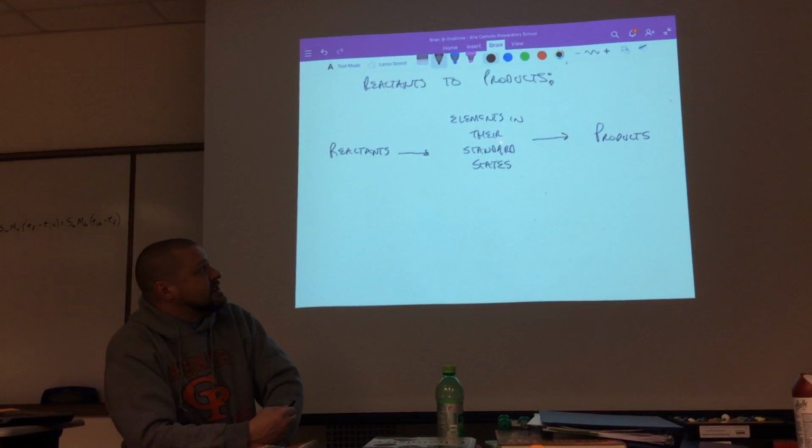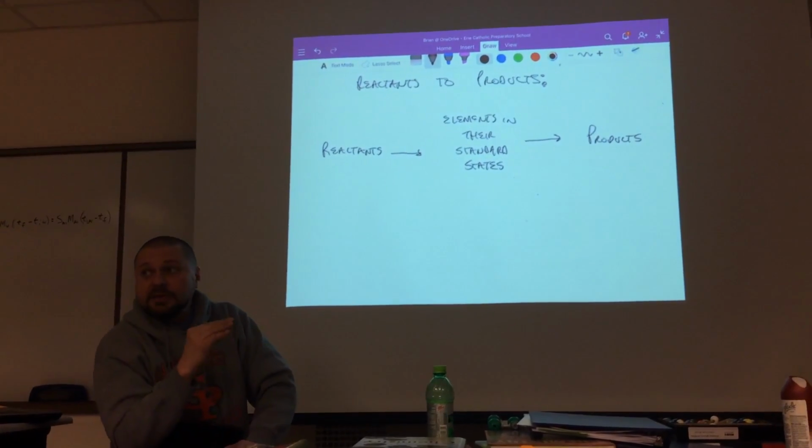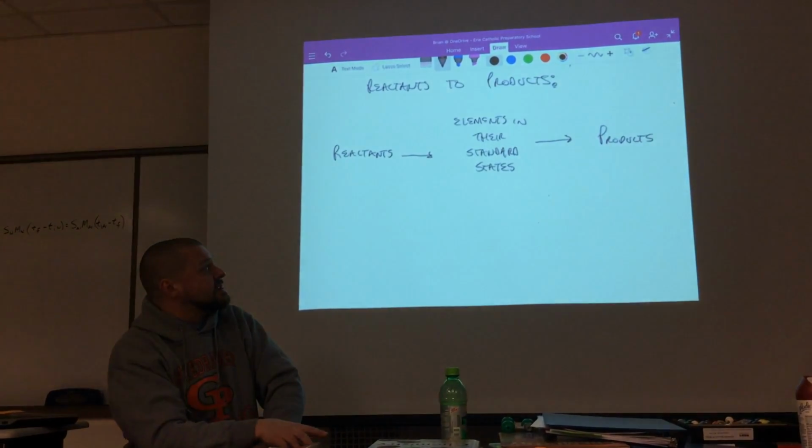So if you take the elements in their standard states and go to the products, that's the enthalpy of formation equation. And that's a value that could be looked up. Okay, they're in the back of the text. I'm going to give you the page in a couple seconds.